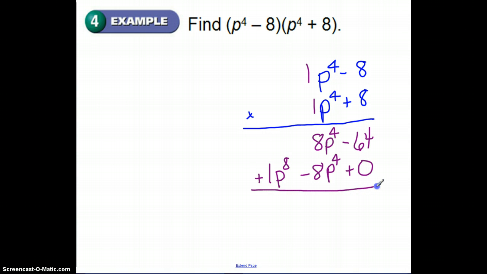Now if I go to add my stuff up, notice that I still have those opposites. So I can tell right now that this piece is going to cancel out. Then negative 64 here and 1p to the 8th here. So that means our answer is going to be p to the 8th minus 64.